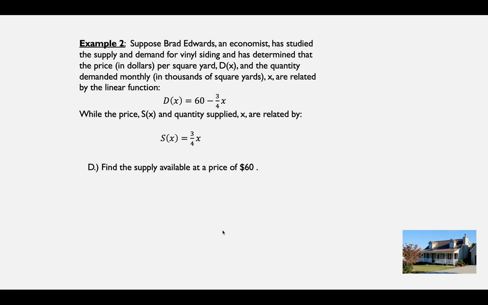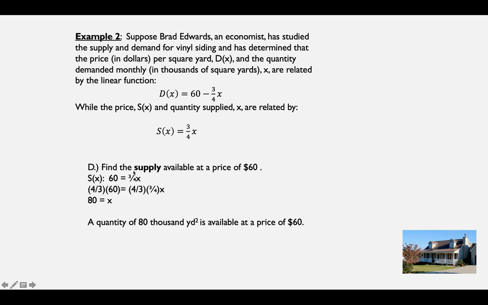Find the supply available at a price of $60. Okay, that's a function value, and we're going to find the quantity related to that function value, and we're going to use the supply function. So using the supply function, we have $60 equals 3/4 times x. We're going to multiply both sides by 4/3, and we get 80 equals x. So a quantity of 80,000 square yards is available at a price of $60.